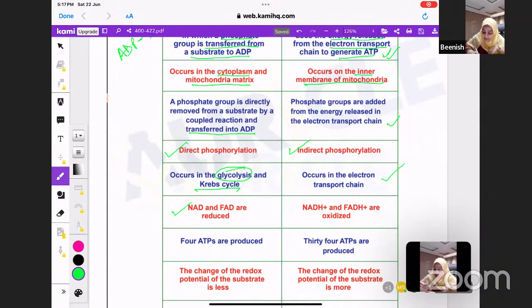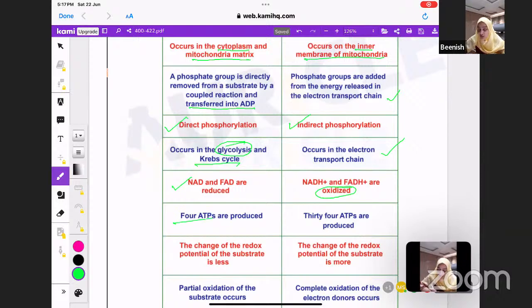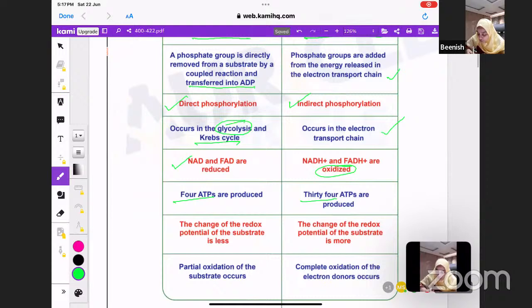Here NAD and FAD are reduced, whereas here what is happening to the reduced equivalents? They are entering the electron transport chain, giving the electrons and themselves getting oxidized. So NADH and FADH2 are being oxidized. Okay. Here 4 ATPs are produced, here 34 ATPs are produced. The change of the redox potential of the substrate is less. What is redox potential? It is the ability to gain electrons. Okay. Here the change of the redox potential of the substrate is more.